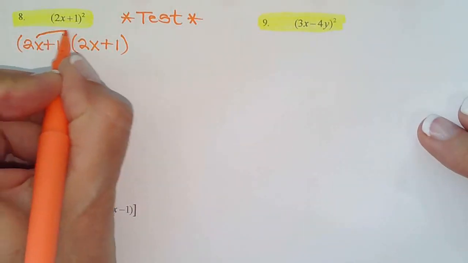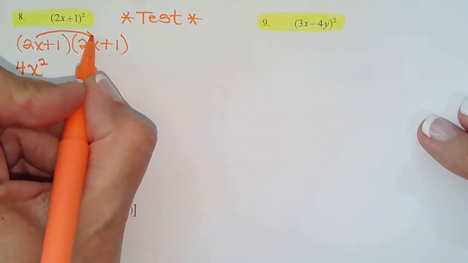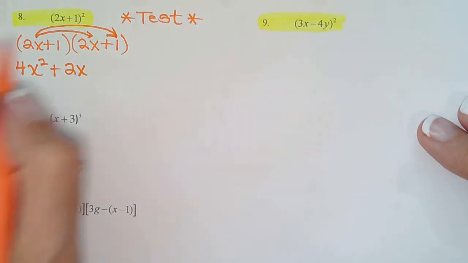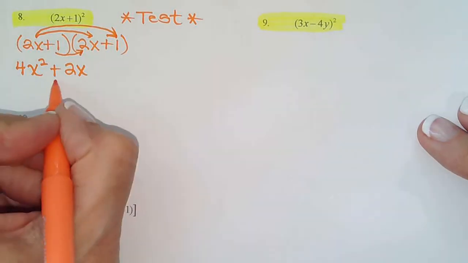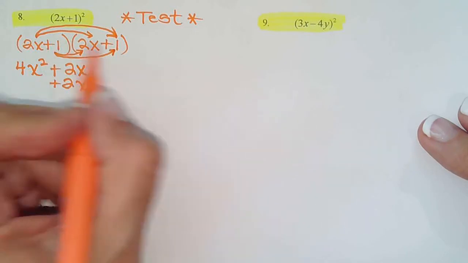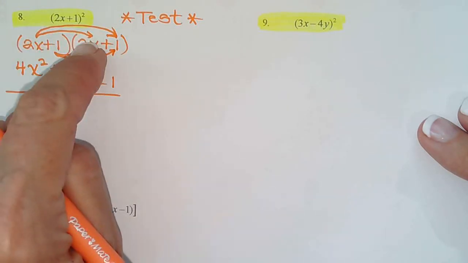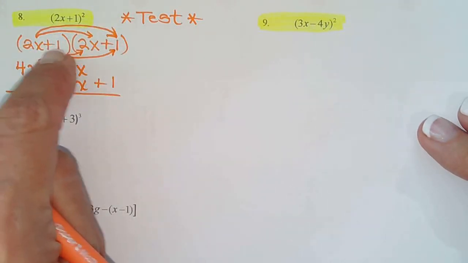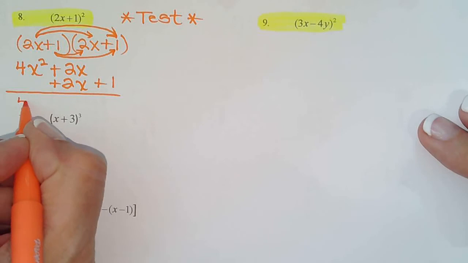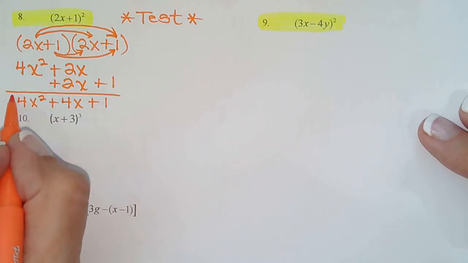So from F, we get 4, add your exponents, x squared. From outer, we get positive 2x. From inner, we get positive 2x. And from last, the first times last in the second, we get plus 1. So you see, I'm just distributing first times first, first times second, second times first, second times second. We just gave it a name, FOIL. So what do I get for my answer? 4x squared plus 4x plus 1.